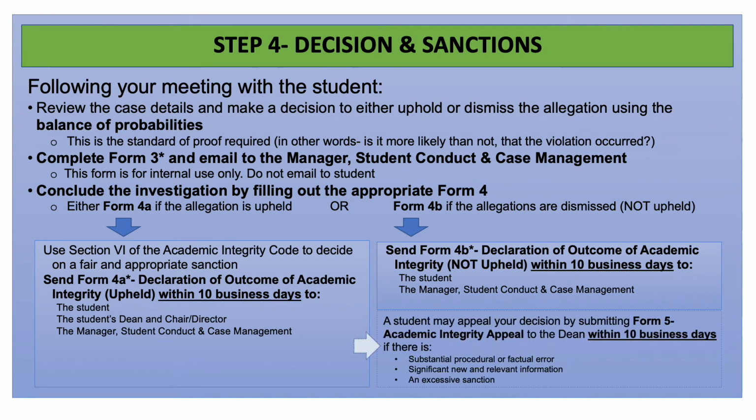The last thing that I'll mention about Step 4 is if the student has any concerns about your decision, they can appeal it by filing a Form 5 to their dean within 10 business days. However, there needs to be substantial procedural or factual error, some significant new or relevant information, or they have to demonstrate that the sanction you decided upon was excessive. And then the dean would have to review the appeal to decide whether to change the decision and dismiss the case, or if they're in agreement and uphold the allegations, they would have to decide whether to keep or modify the sanctions that you implemented.